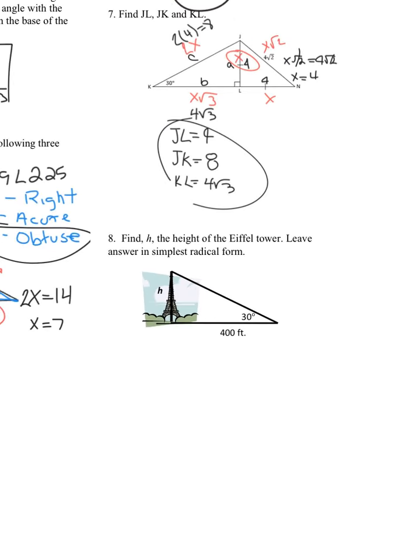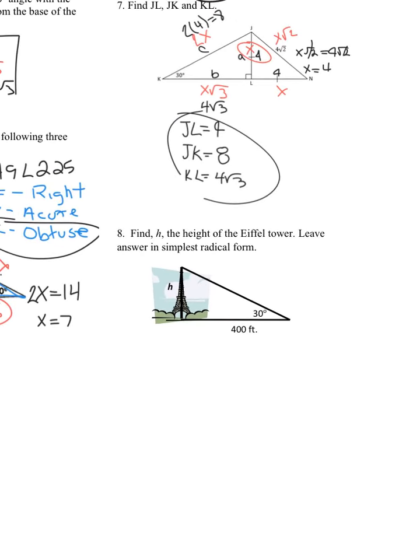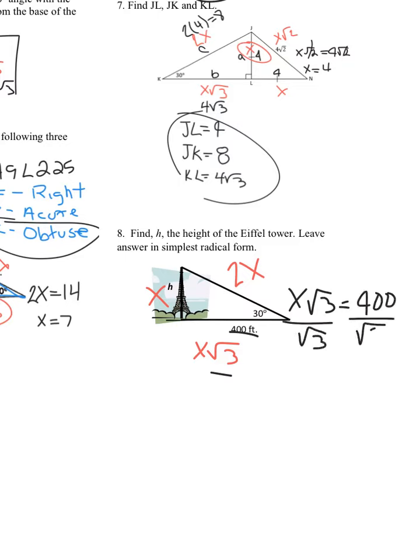Find the height of the Eiffel Tower. Leave the answer in simplest radical form, which we should be doing anyways unless multiple choice gives us decimals. So in the pattern, we have x, 2x, x square root of 3. Number, pattern, set it equal, divide by the square root of 3. Now this one, well, let's just go through it. Because of the numbers not being as divisible, this one's going to be times the square root of 3 over 3.